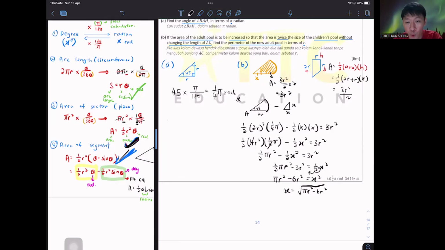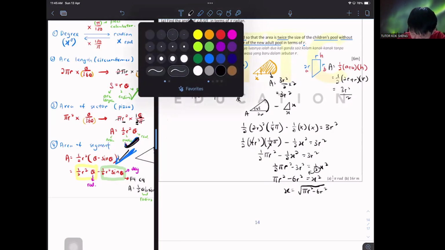The answer written is 16R. How to get 16R actually? Which means 16R not using the circle already. That's so weird. Almost there, almost there. Okay, we can now find the perimeter already.